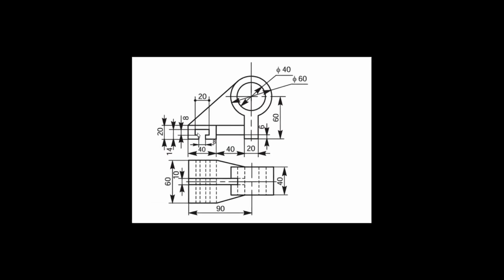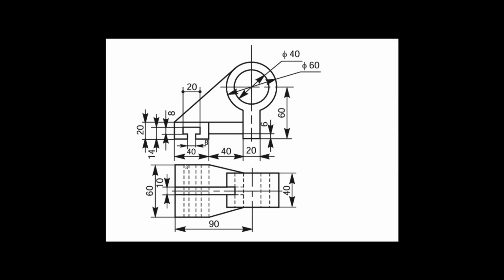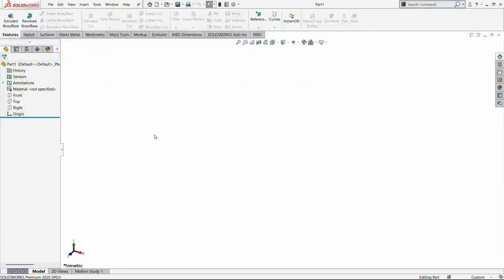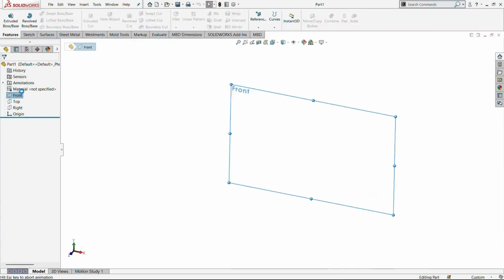Now we are going to learn how to convert this 2D drawing into a 3D model. Here we have two different orthographic views. One is the top view, and the other is the front view. The front view has a lot of dimensions that are clearly explained.